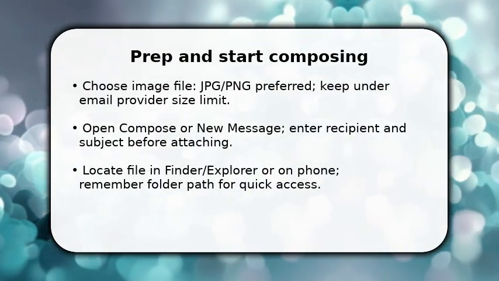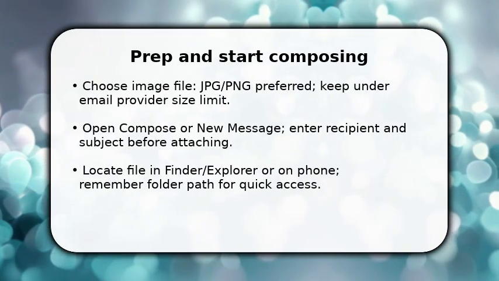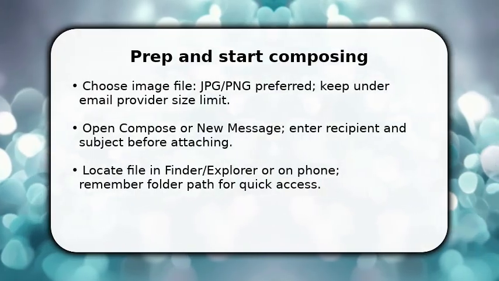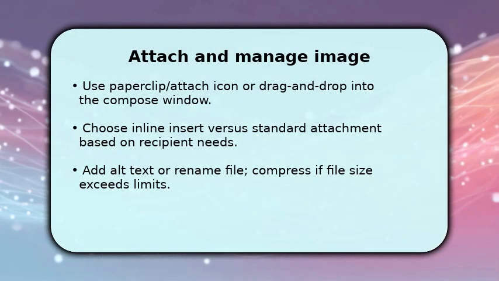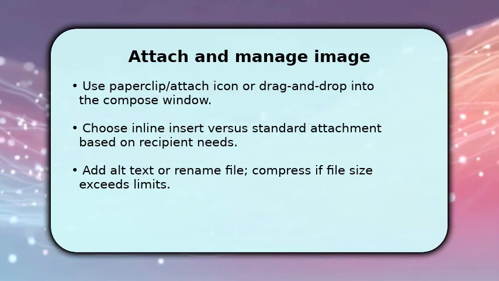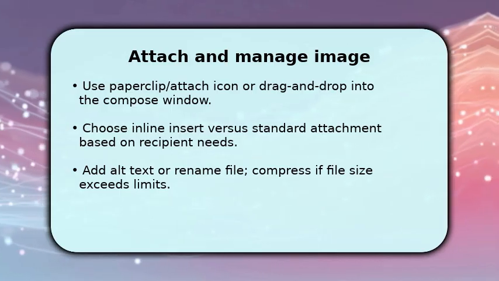Next, find the file in your folders or camera roll. Make sure you know its name and location so you can attach it quickly without disrupting the flow of your message. Now attach the image. Drag it into the body or click the paperclip and select the file. Either method uploads the picture.